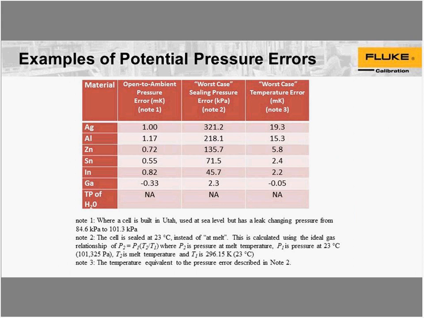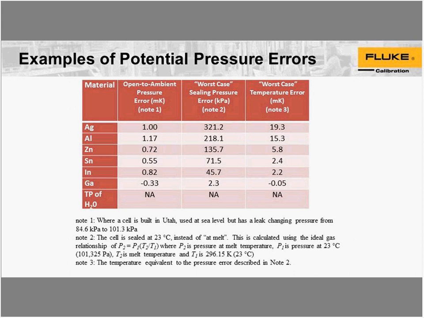So we decided to show some examples of potential errors and what the size of the error would look like in temperature. We have a couple of different scenarios. The first one, a column open to ambient pressure.